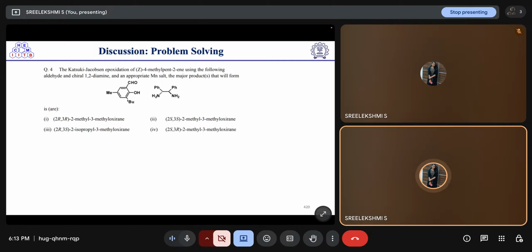The Katsuki-Jacobsen epoxidation of Z-4-methyl-2-pentene using the following aldehyde and chiral 1,2-diamine and an appropriate manganese salt. The major product that will form, this and this, will be which one? So this is this chiral 1,2-diamine and this is this aldehyde. So which will be the major product?